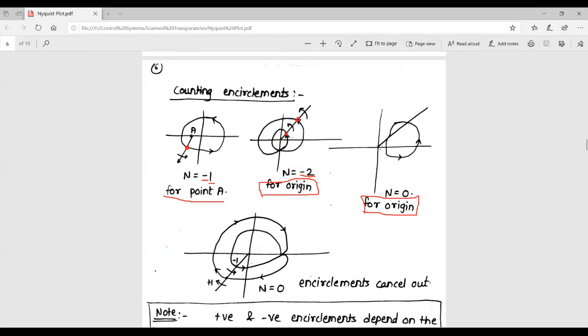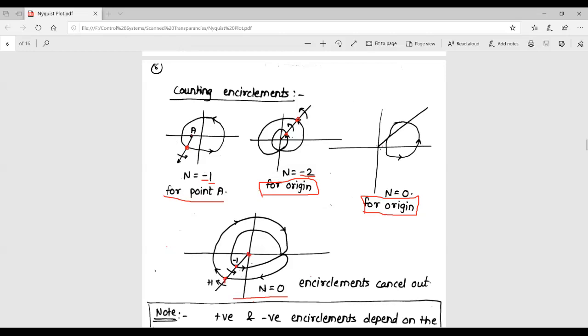Now there are cases where encirclements cancel out. The fourth example: suppose the encirclement for the origin, again you draw a line, it is crossing 2 times here also and here also.